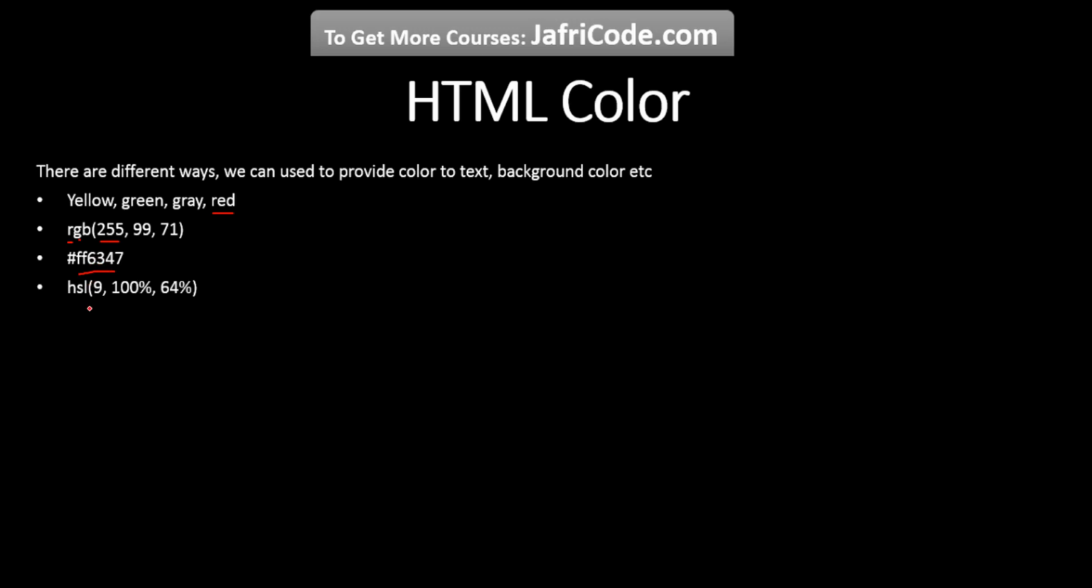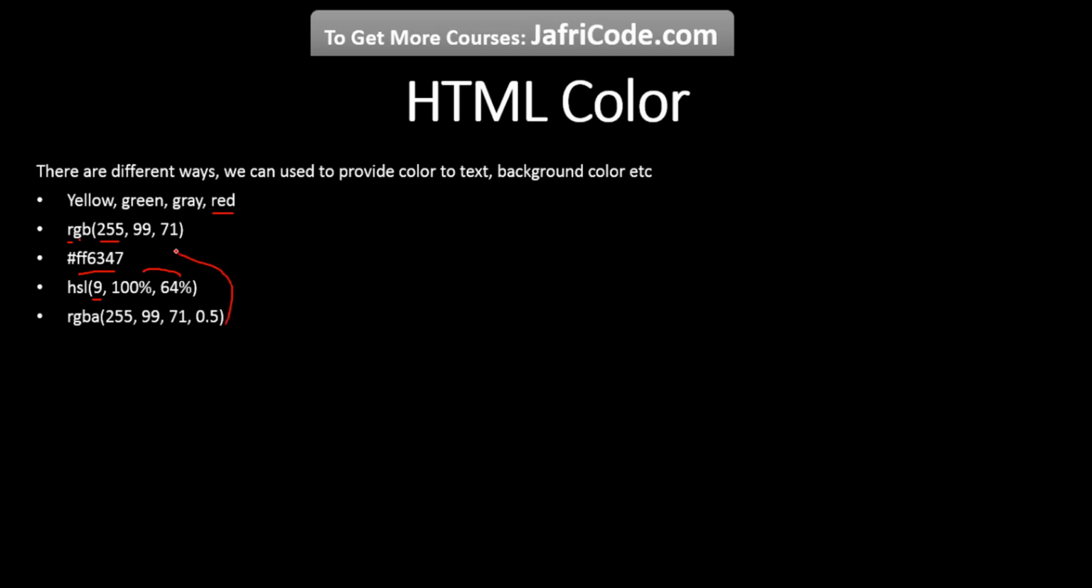Another method is HSL, which means hue, saturation and lightness. You can set their values. To set hue you use a number, and saturation and lightness you set as percentages.